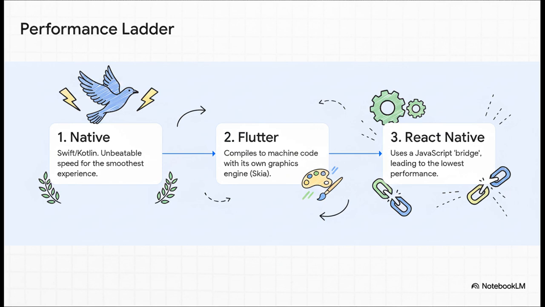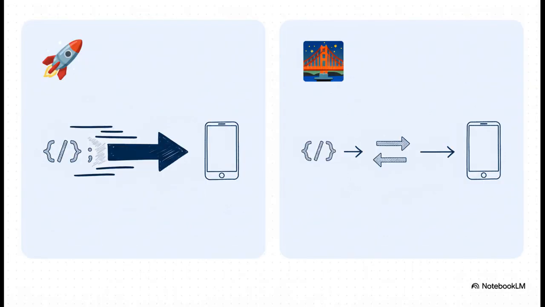At the very top, the gold standard, you've got native development with Swift or Kotlin. Can't beat it. Just one rung down, you'll find Flutter. And then, a little further down, you've got React Native. So why the difference? What's going on under the hood? Well, it really all comes down to how your code talks to the phone.